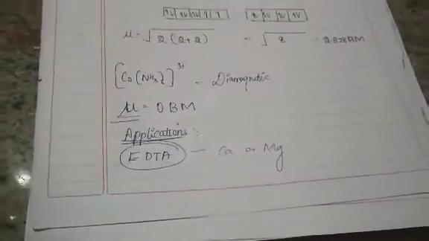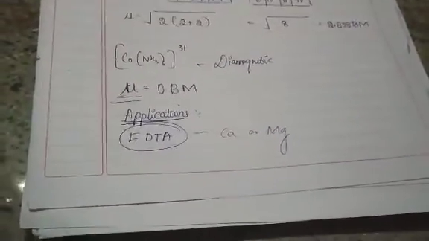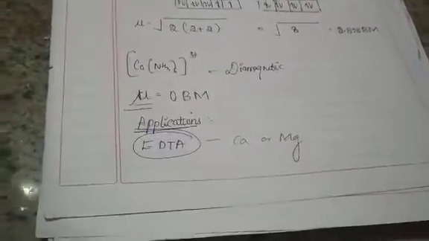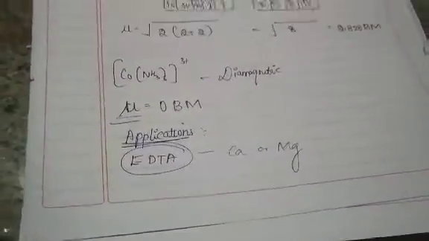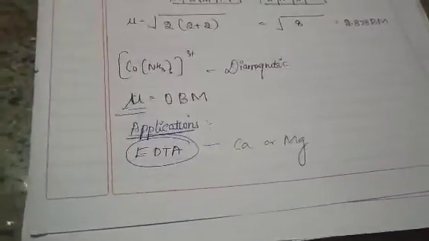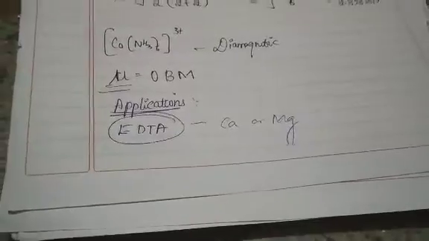And with respect to the particular value you are going to get, by using that value we will be able to calculate what would be the percentage of the calcium or the magnesium present in the given water. So this is the main application of what we are doing in a qualitative and quantitative analysis.